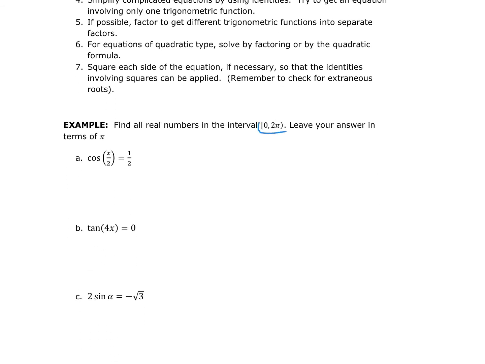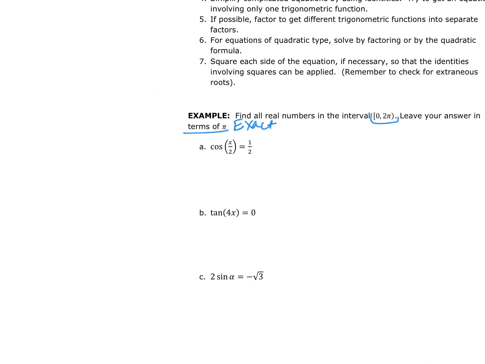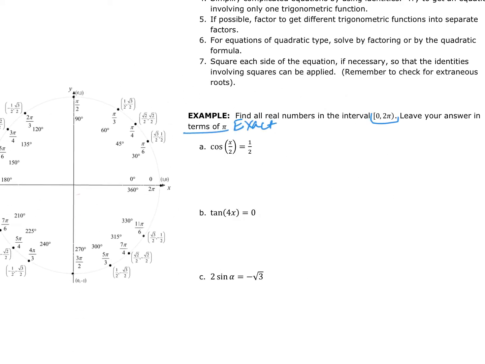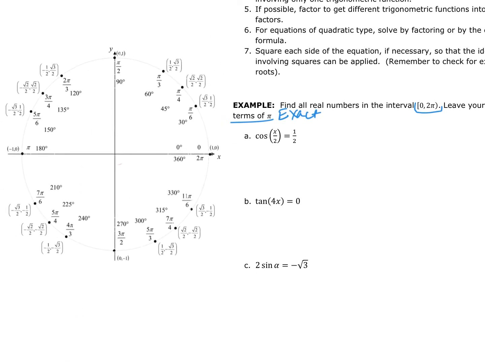Now I'm going to pay attention to my interval. I'm going to find all real numbers in a particular interval, and the interval is given in radians. So that tells me that my answers are going to be in radians, and they're also telling me to leave my answers in pi. So that's the same thing as saying I want exact. So once again, I'm going to go out to my unit circle, and I'm going to see where on my unit circle the cosine, or the x value, is equal to a positive 1/2 in radians.